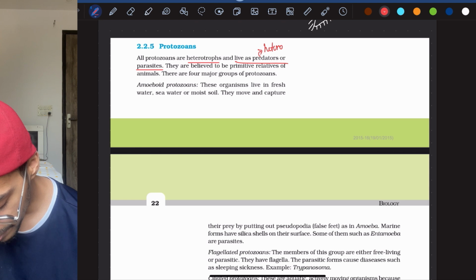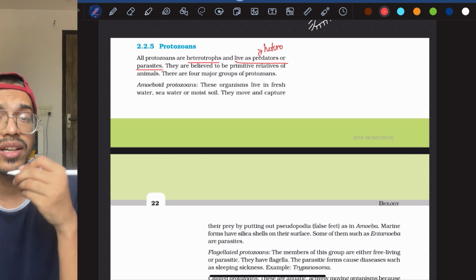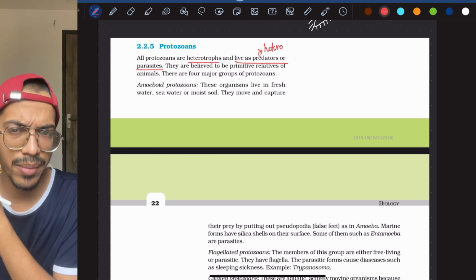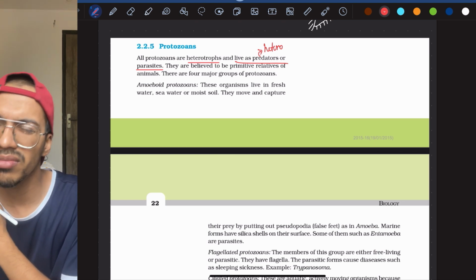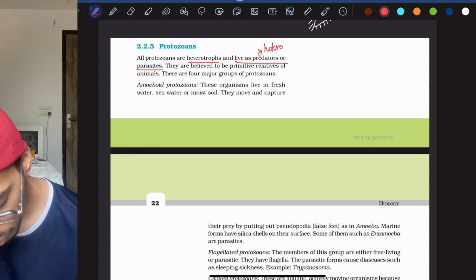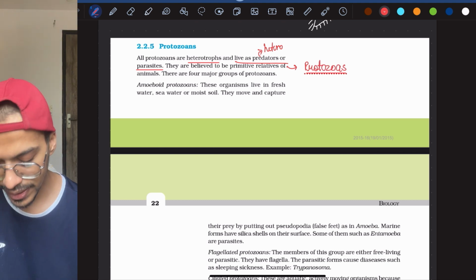Okay, so they are believed to be primitive relatives of animals. That's why they are also studied under the heading protozoa. In the animal kingdom, when we study it, we will go back to it. So they are studied under what heading? Protozoa.